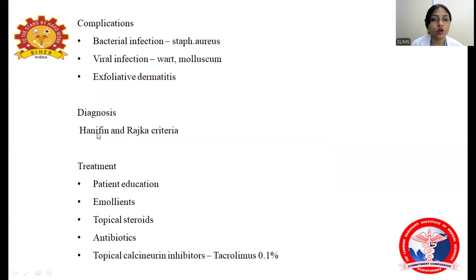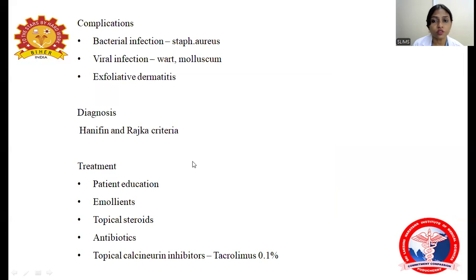So now let us see what the complications of atopic eczema are. As I said before, bacterial infections by Staphylococcus aureus, and viruses like wart or molluscum contagiosum can occur over the site of lesions, and exfoliative dermatitis. The criteria used to diagnose atopic dermatitis is the Hanifin and Rajka criteria, where there are major and minor criteria.